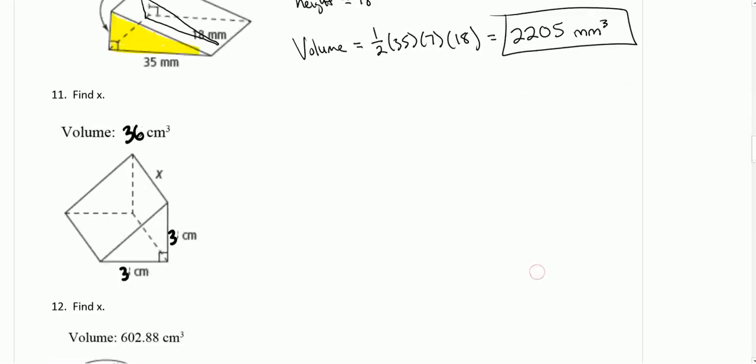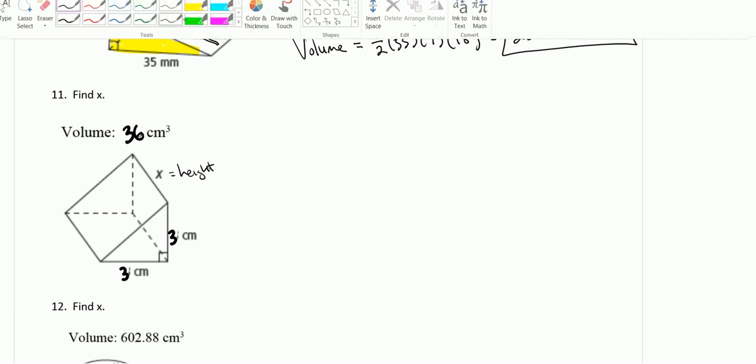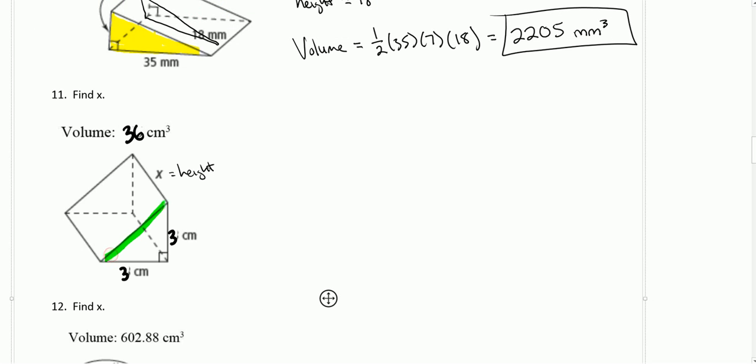Number 11, we're told that the volume of this triangular base prism is 36 cubic centimeters, and we want to find x, which is our height. Okay, again, I'll color in the volume here. We know this triangle right here is our base, because all cross sections will form that same triangle. If I cut it in the middle or at the end, it remains constant.